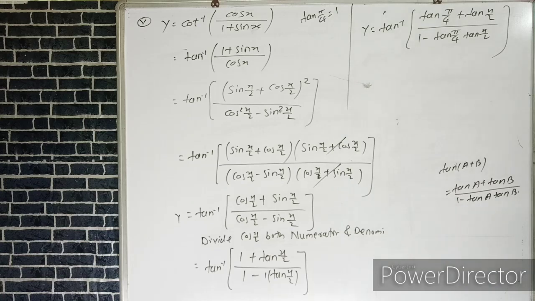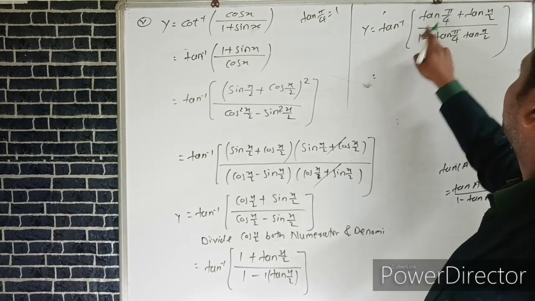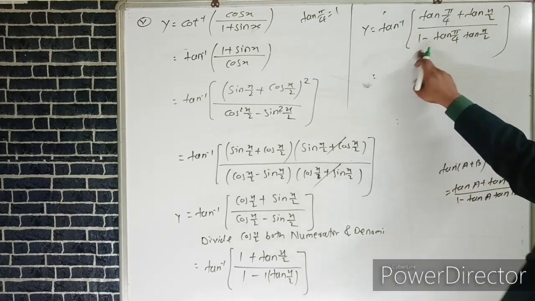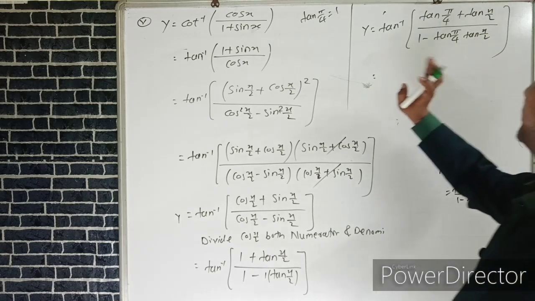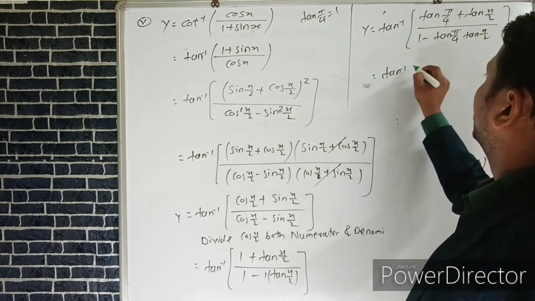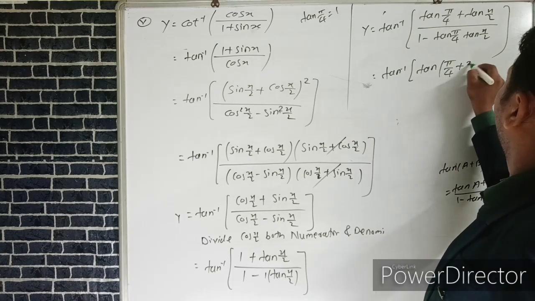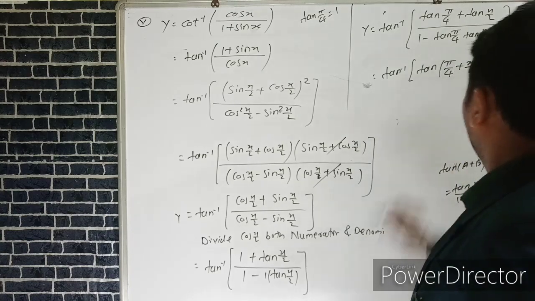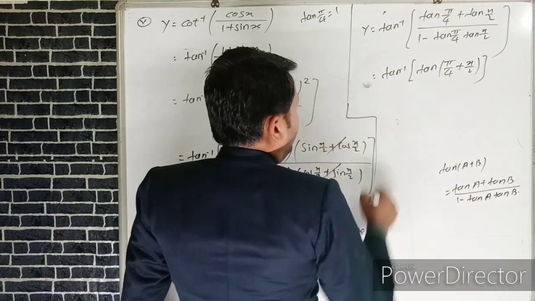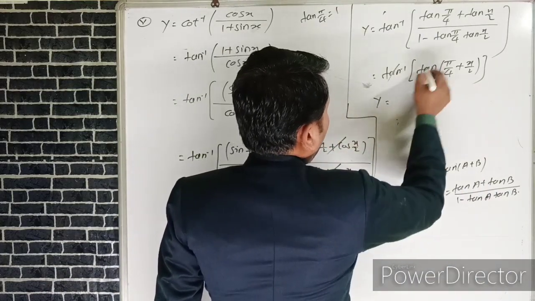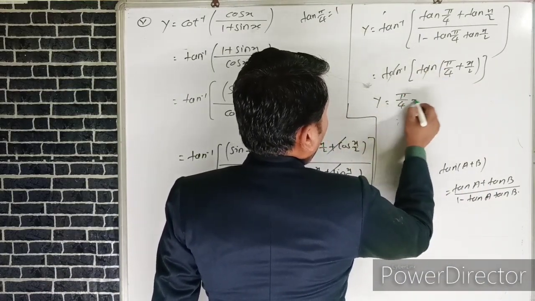Hence we can write tan inverse of tan of pi by 4 plus tan of x by 2 upon 1 minus tan of pi by 4 into tan of x by 2 is tan inverse of tan of pi by 4 plus x by 2. We cancel this tan inverse tan, then we can write pi by 4 plus x by 2.